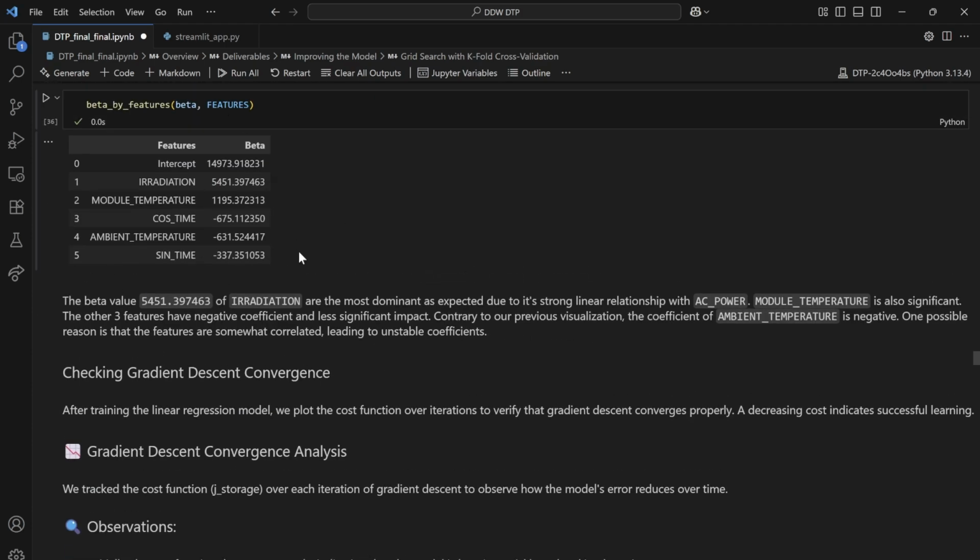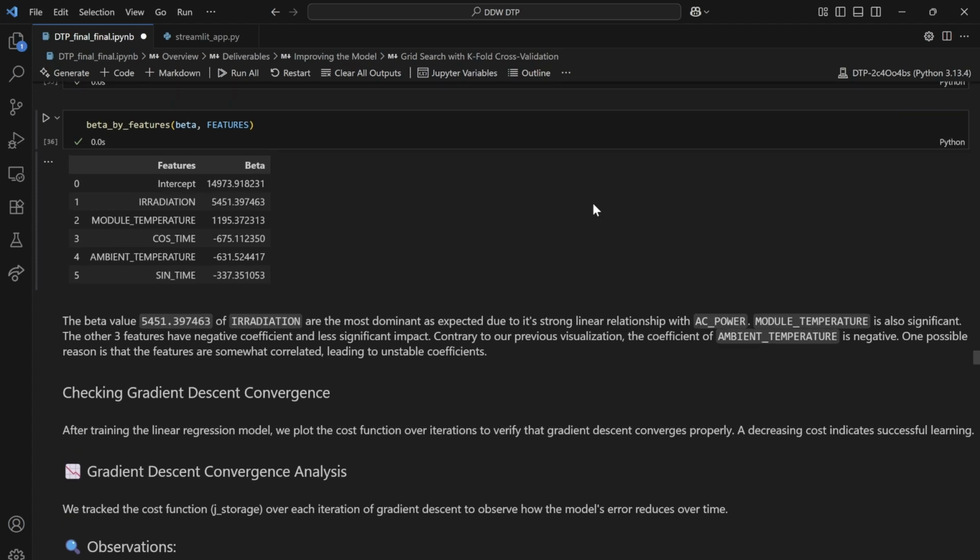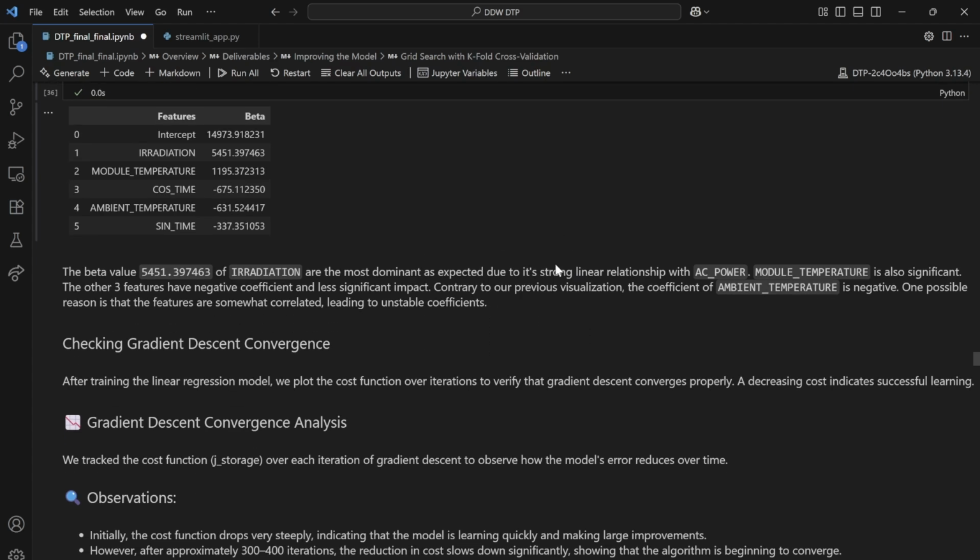We now analyze our beta. Irradiation is one of the most dominant features, as expected due to its strong linear relationship with AC power. Temperature is also significant, and the other three features have a negative coefficient and are less significant. Contrary to our previous visualization, the coefficient of ambient temperature is negative. One possible reason is that the features are somewhat correlated, leading to unstable coefficients.